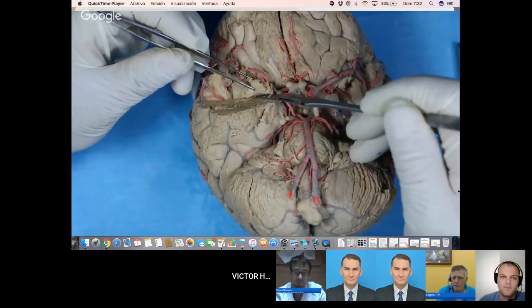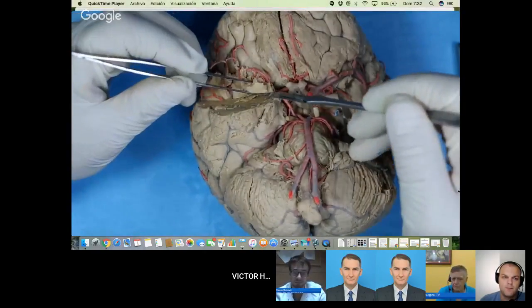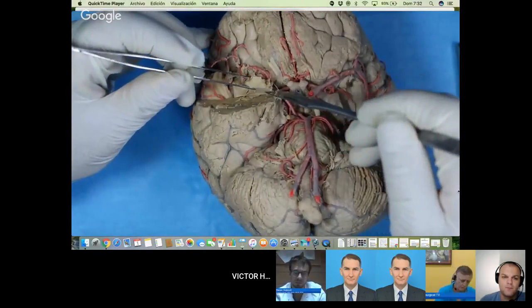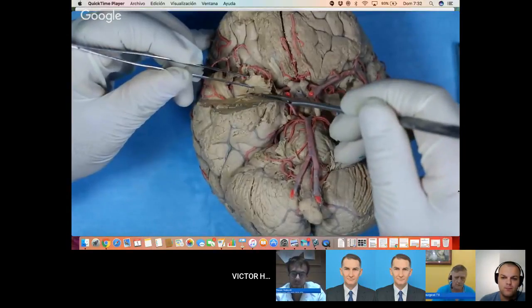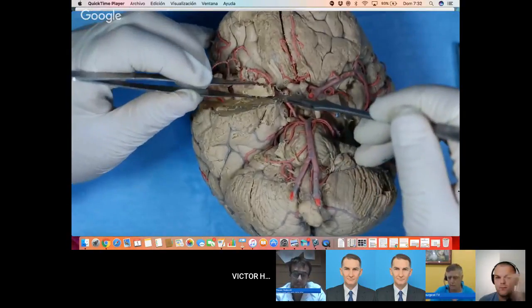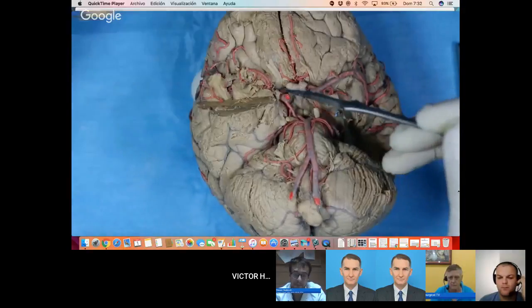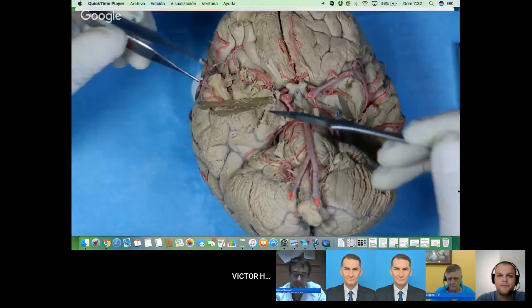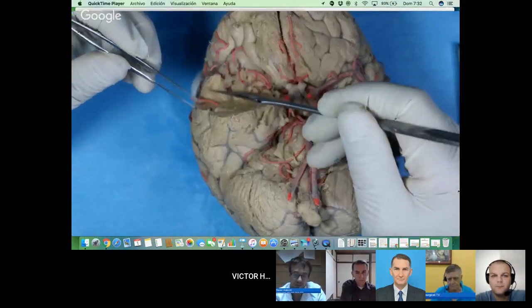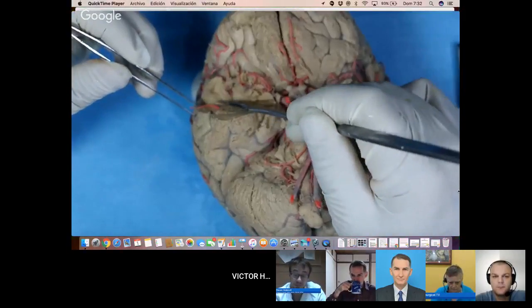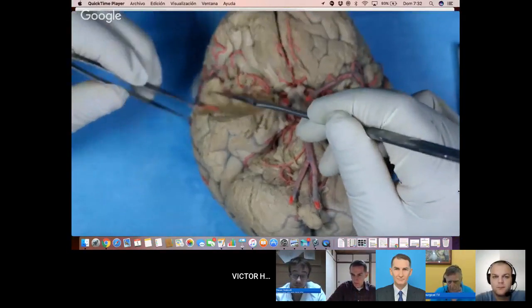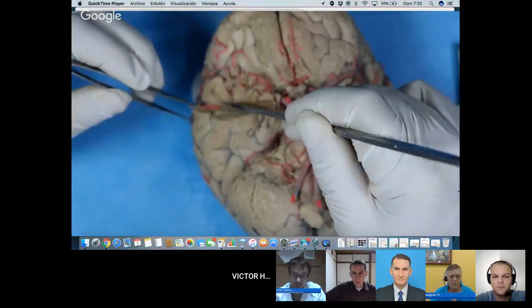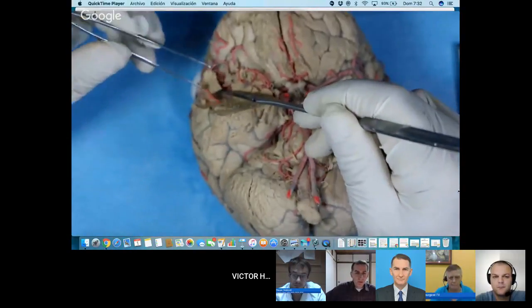When you say M1, Victor, is that the middle cerebral artery? Yeah, M1, middle cerebral artery, known as the sphenoidal segment. M2 is this artery when it passes over the insula, known as the insular segment. An opercular segment is known as M3.